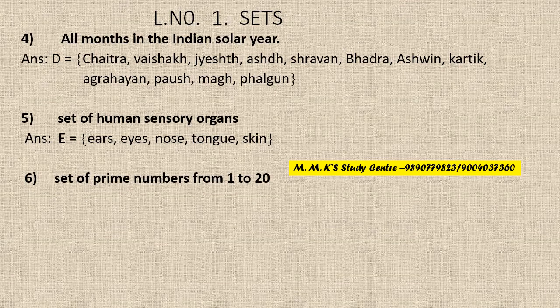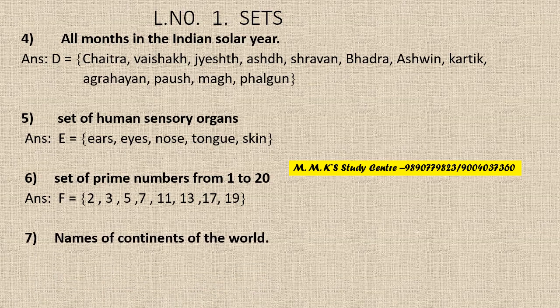Example number 6. Set of prime numbers from 1 to 20. Yes, it is very easy. 2, 3, 5, 7. Yes. 11, 13, 17, 19. Okay. So let us see our answer. F is equal to, under the curly bracket, 2, 3, 5, 7, 11, 13, 17, 19. You have to keep in mind, children, here 2 is the even prime number. Okay, so it will be the first prime number.